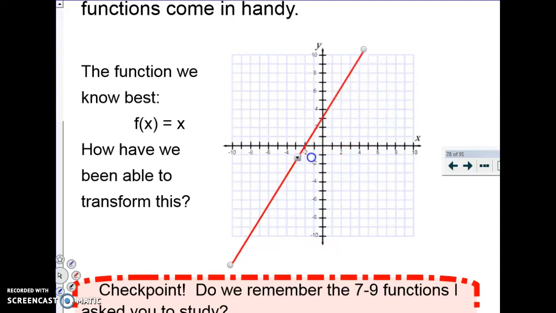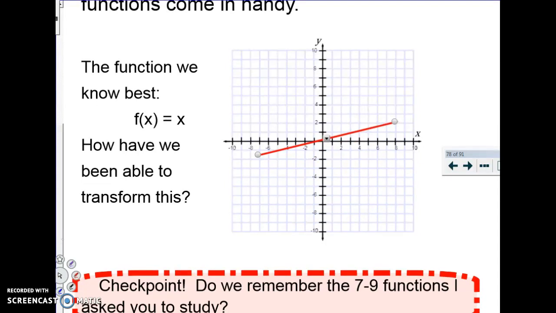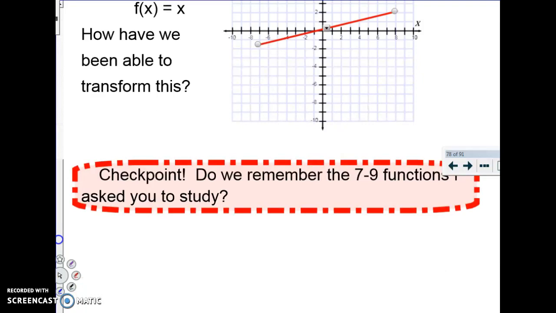You've also been able to transform it by making it go steeper faster by changing the slope. Or maybe you want to make it go not as steep by making the slope smaller. And we're going to do those same kind of things with our other parent functions. So before you move on, you should probably take out your parent function sheet, and hopefully you have most of them studied by now.